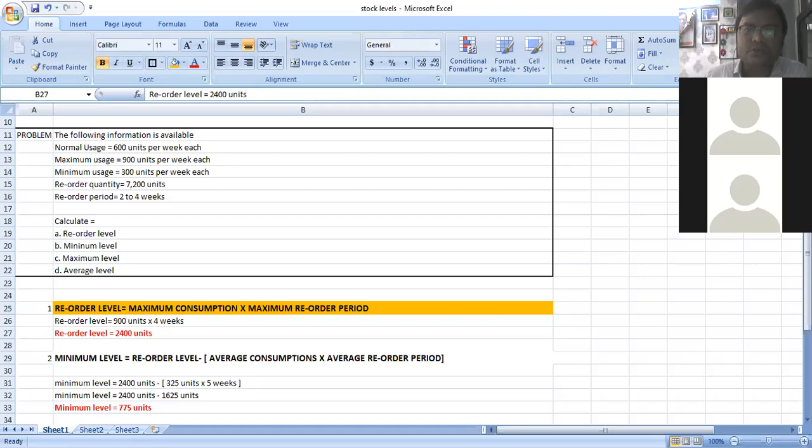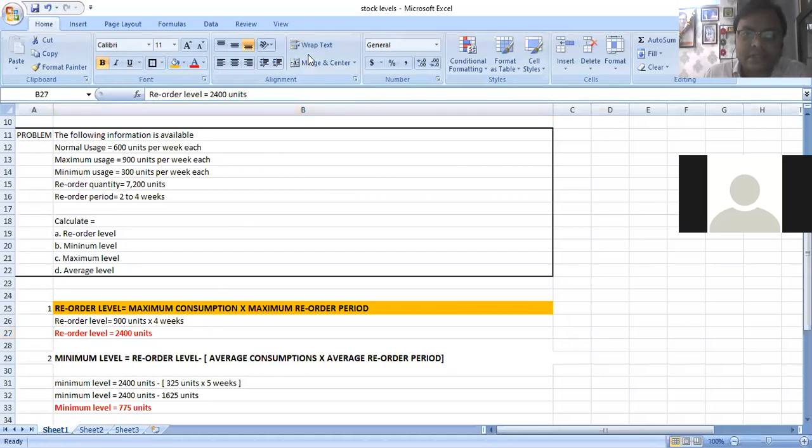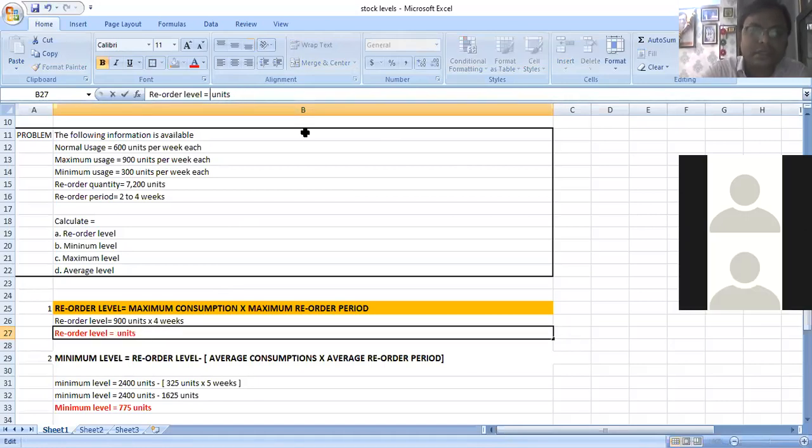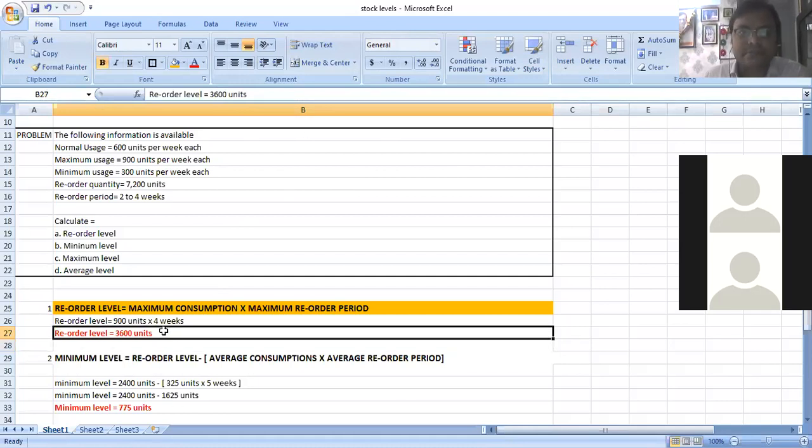So how much does it come to? Due to the internet connection there is a delay. Okay, is it visible now, students? So it comes to 900 units multiplied by 4, that is 3,600 units. So what is the answer? The answer is 3,600 units.